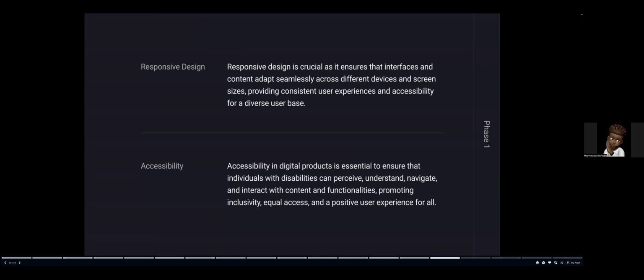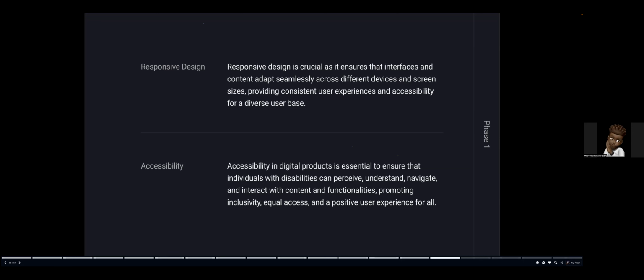That is when I was able to understand that accessibility is more than just checking color combination or color code, or making sure we're using the right color combination while designing. Although that is also important, for beginners like us, that is something we'll probably start with first. Then later on, we go deeper into screen readers, tab focus, keyboard functionalities, and all sorts like that. But accessibility in digital products is essential to ensure that individuals with disability can perceive, understand, navigate, and interact with content and functionalities, promoting inclusivity, equal access and a positive user experience for all.